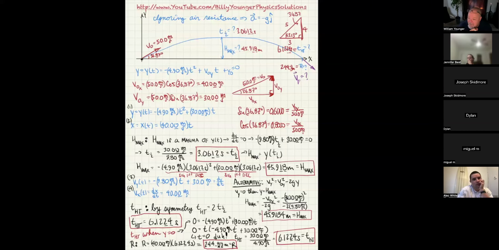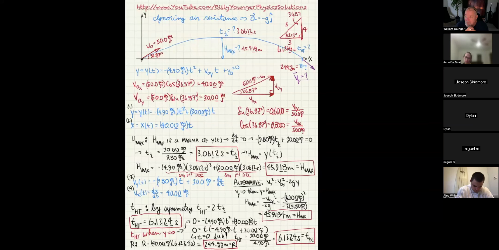The negative 30? Exactly. So one of the ways you might have thought to solve for t hang time is you could have taken the velocity equation, the one that I called equation 3, Vy of t equals that, and set that equal to negative 30. If you set that equal to negative 30, you'd get exactly the 6.12 seconds. And then you could plug that back into equation 2, and that would give you the range.